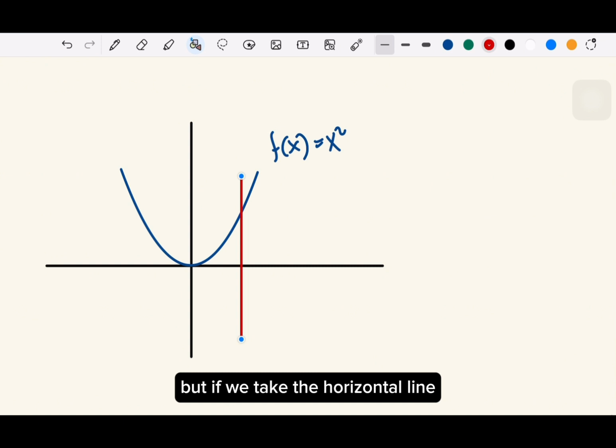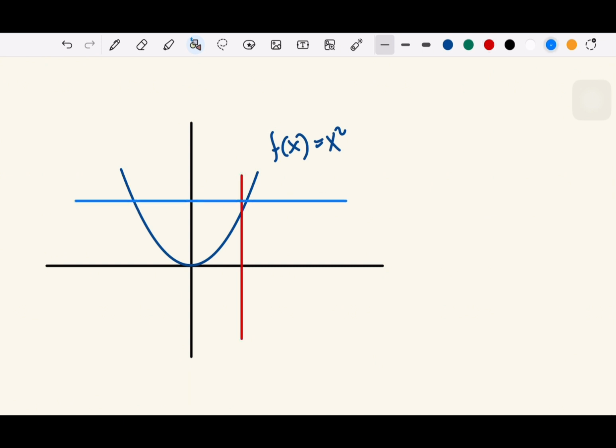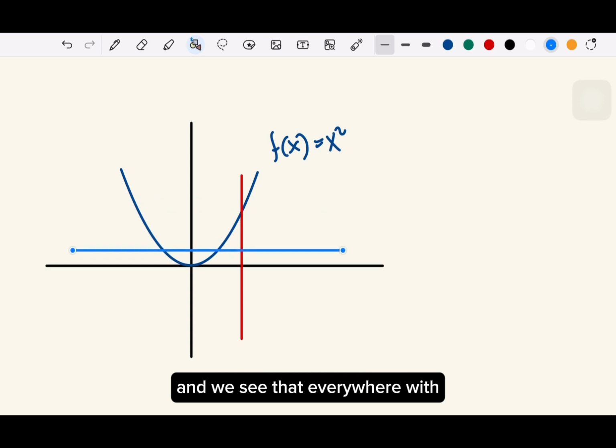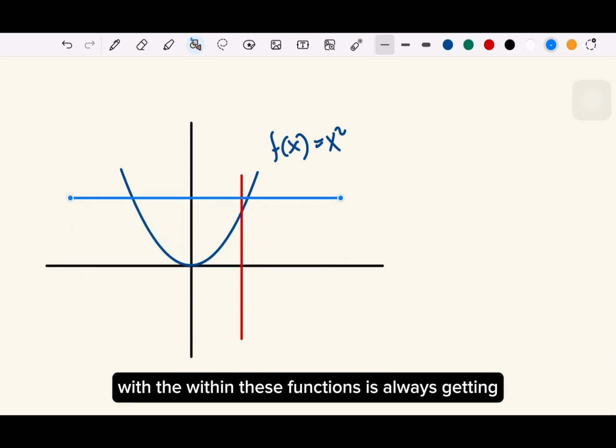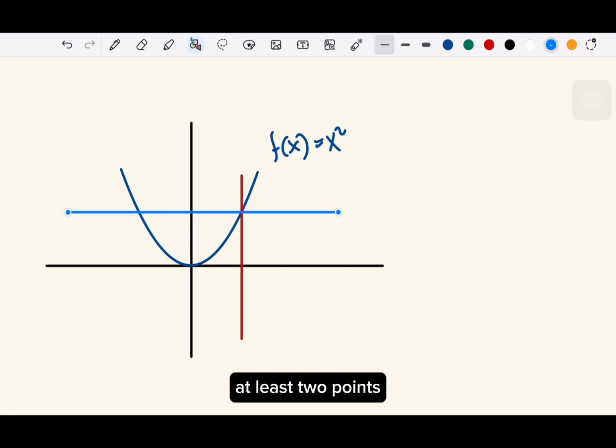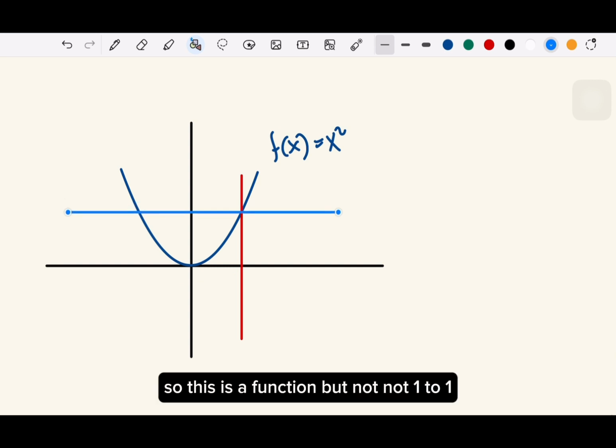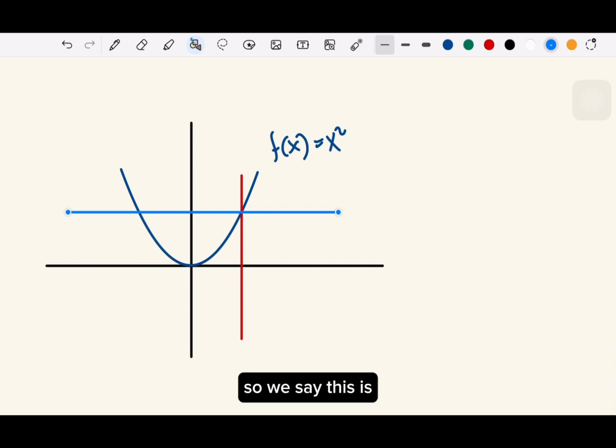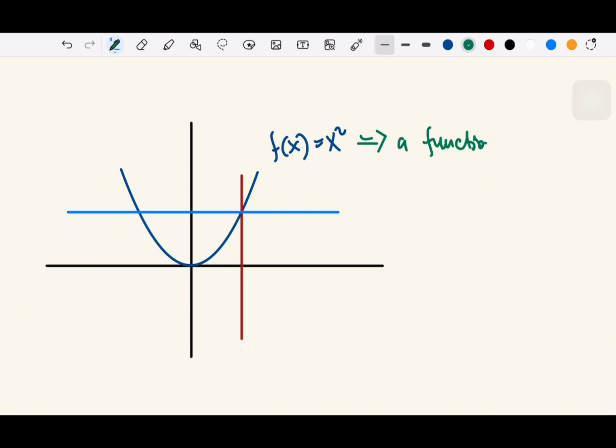But if we take the horizontal line, we see that everywhere within this function, it always gets at least 2 points, right? So this is a function, but it's not one-to-one.